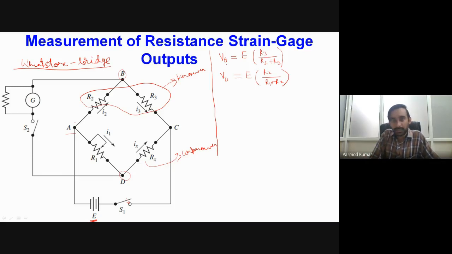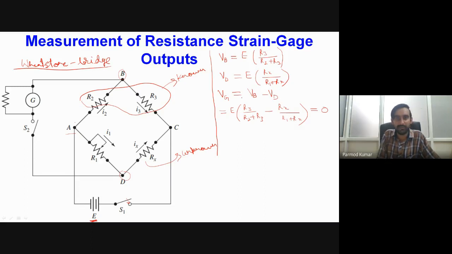Okay, so then in that case, what will be happening? The galvanometric voltage over here will be equal to the voltage at point B minus the voltage at point D. From here, you can see clearly we will have E as common, and we will have R3 divided by R2 plus R3 minus Rx divided by R1 plus Rx. Then if we consider that our entire bridge is in a balanced situation, we will equate this VB minus VD equal to 0.